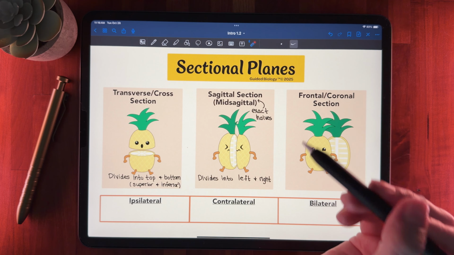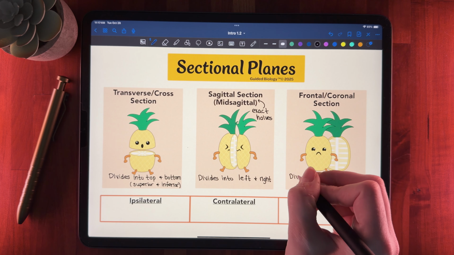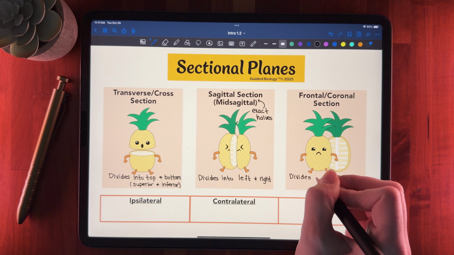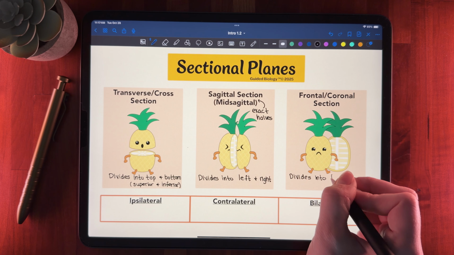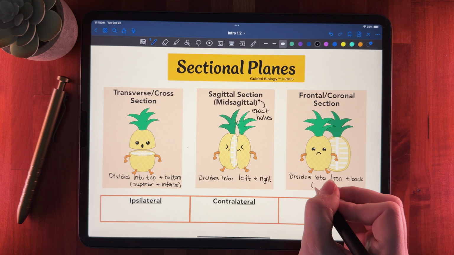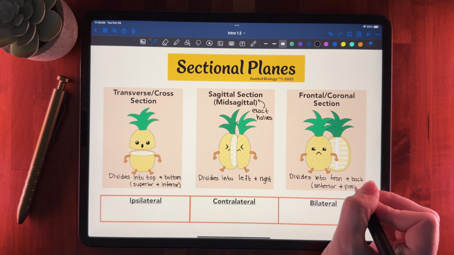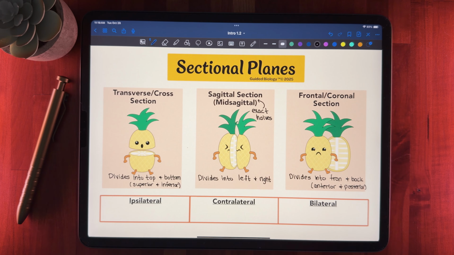A frontal or coronal section is going to divide the body into front and back. That's how I remember it: a frontal section gives you the front versus the back. Using our fancy terms, it'll divide into anterior and posterior parts. Now some examples for our previous section and this one.